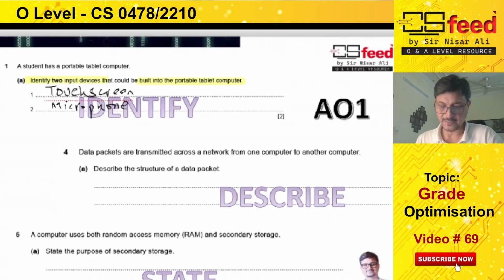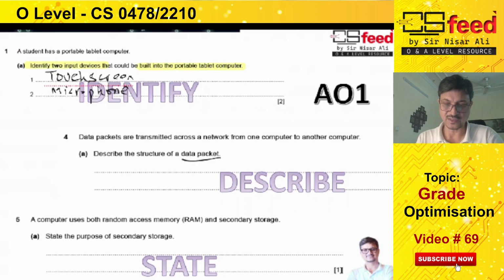And identify with the name. Data packets are transmitted across a network from one computer to another computer. Describe the structure of a data packet. Now, you just need to describe the structure. It means the data packet consists of the payload, the trailer, and the header. So you just write these key features of the data packet here. So it is the assessment objective 1.